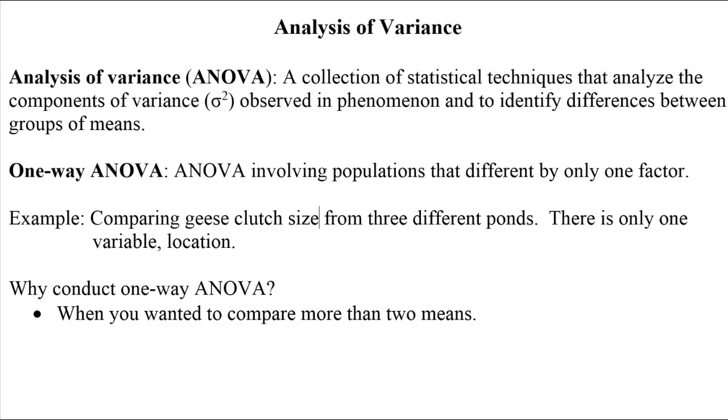An example of that would be comparing geese clutch sizes from 3 different ponds. There's only one variable, and that is location. Why conduct one-way ANOVA? Well, you would use that when you're comparing more than 2 means at a time. The reason why we need to do that is that if you do multiple pairwise t-tests, you actually inflate your alpha value. One-way ANOVA prevents the inflation of that alpha value.